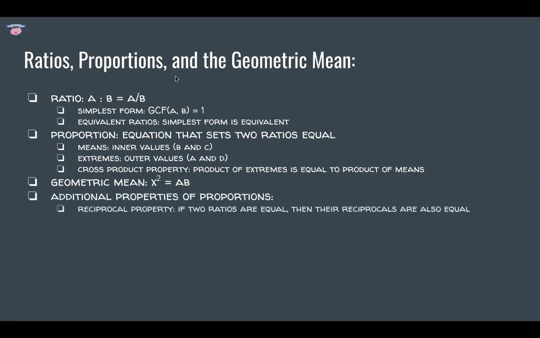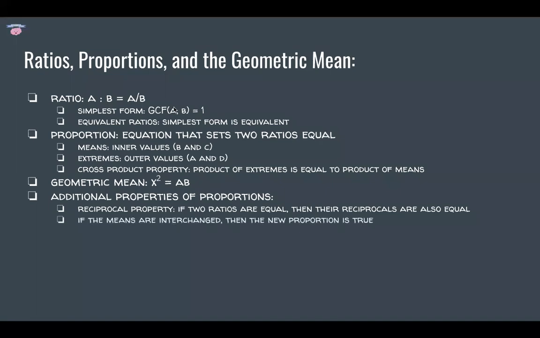The reciprocal property: if two ratios are equal, then the reciprocals are also equal. So if I have 2 to 3 is equal to 4 to 6, that means 3 to 2 is equal to 6 to 4. Easy. And from now on, you'll probably see me using division notation for ratios.